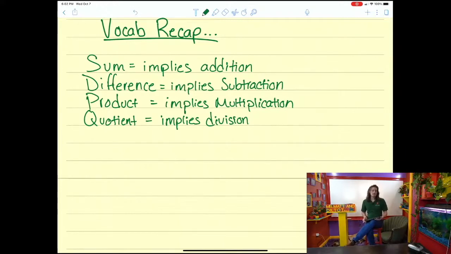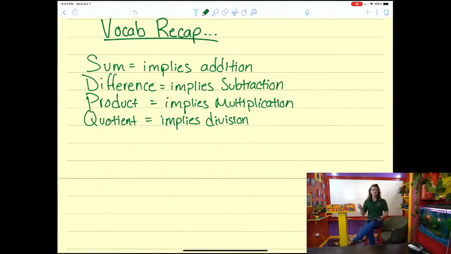Now, it's very important, I think, to point out at this point that remember addition and multiplication are commutative. Order doesn't matter with addition and multiplication. You can switch the values around and you'll still get the same result. That's not true for subtraction and division.